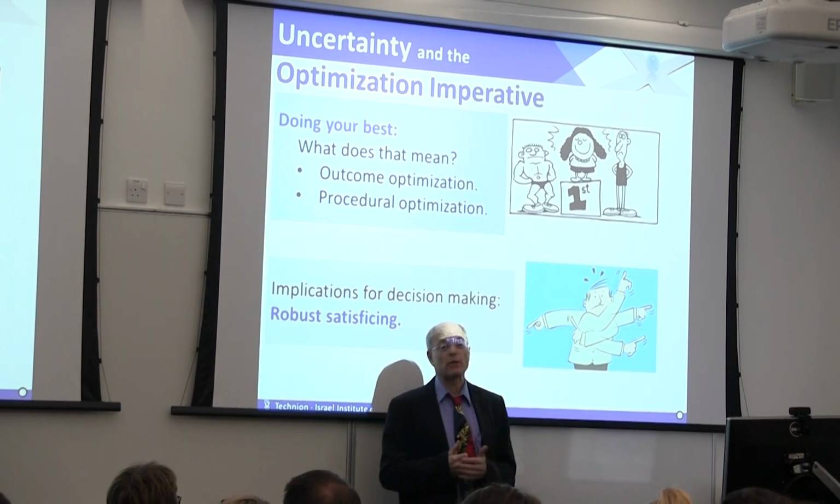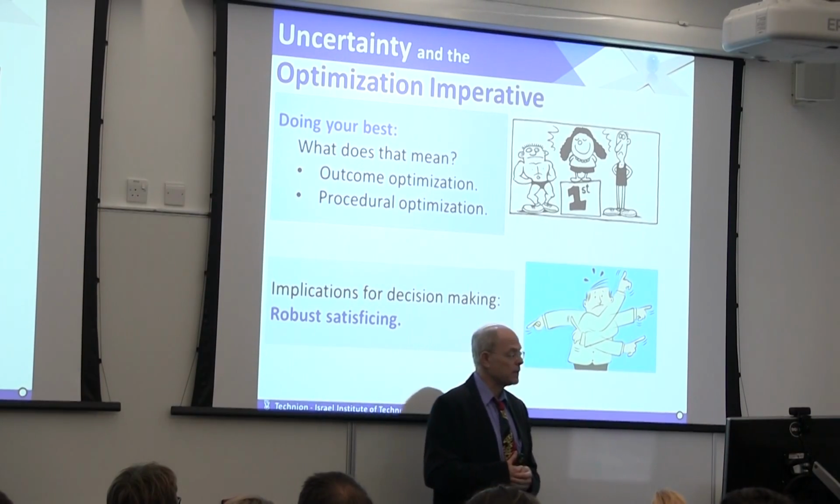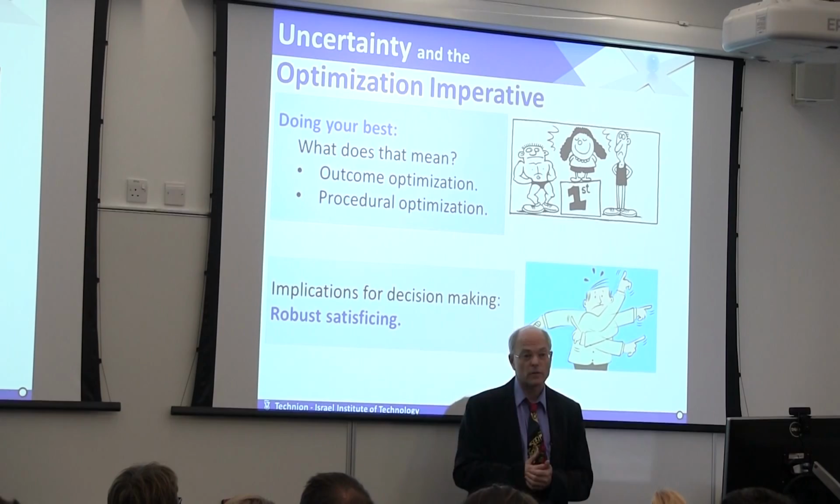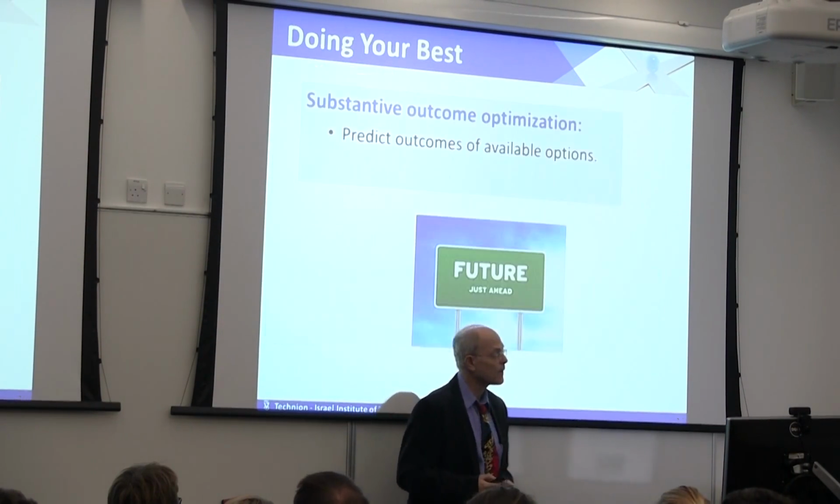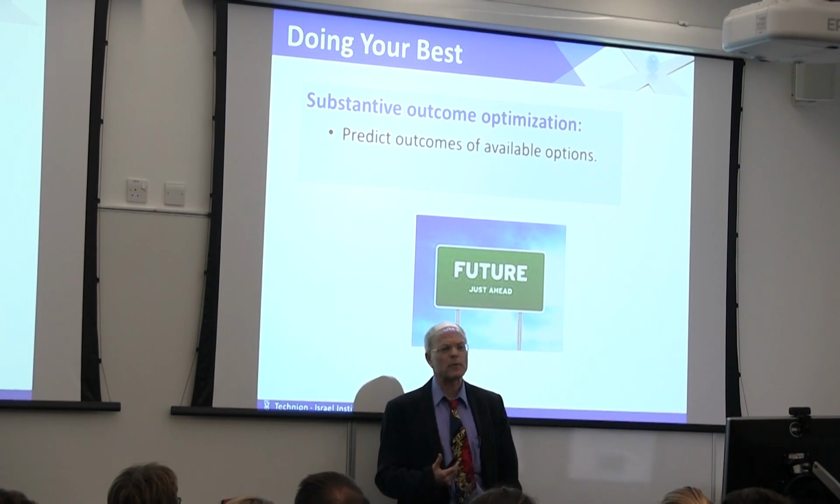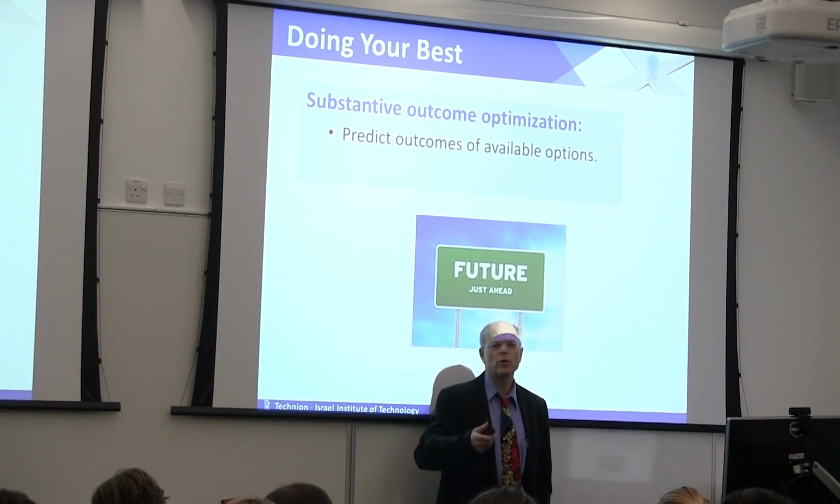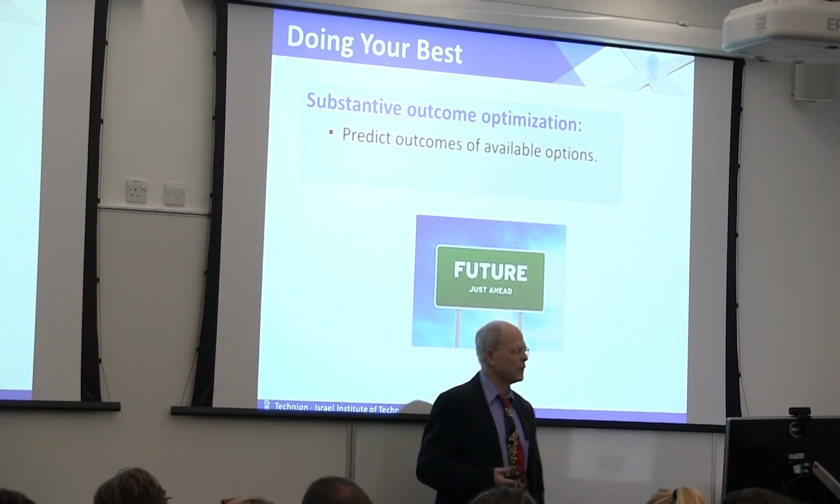And the distinction between outcome optimization and procedural optimization will motivate the methodology for decision making that I will call robust satisficing, and I'll explain to you what that is. So outcome optimization is the optimization of a substantive good that is valuable to you when it emerges.